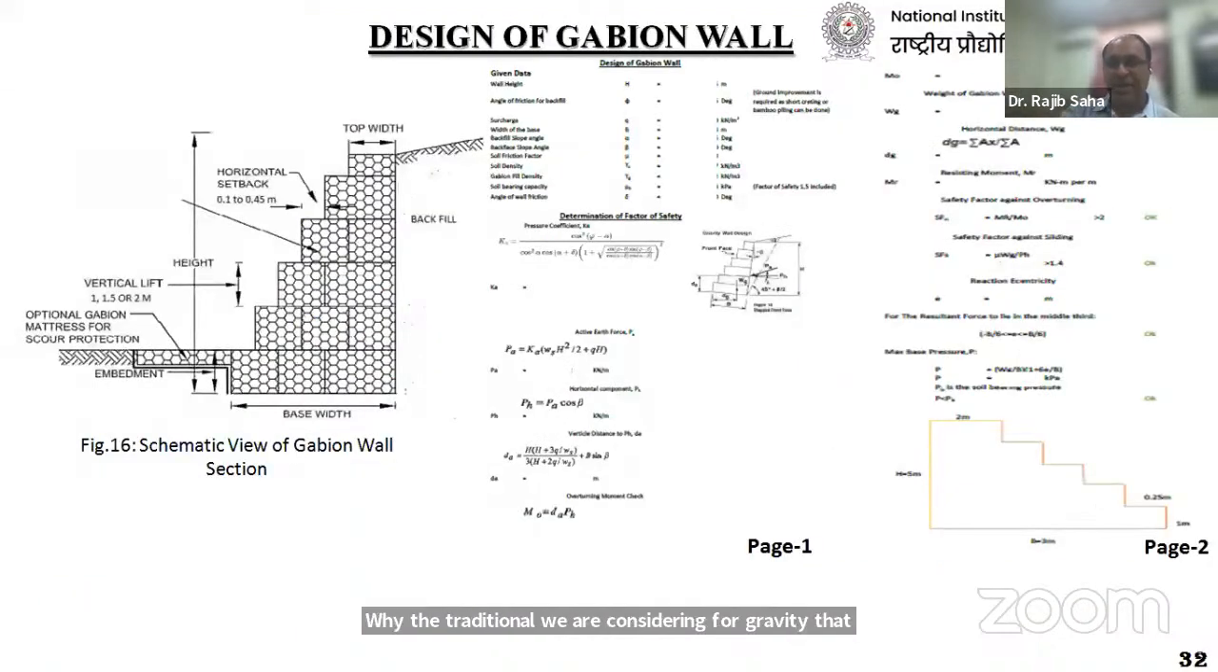So this is the design. I'm not going into these details. That is followed by the traditional gravity wall design. Along with this, some particular drainage condition has been addressed.